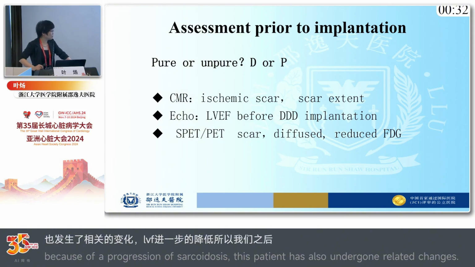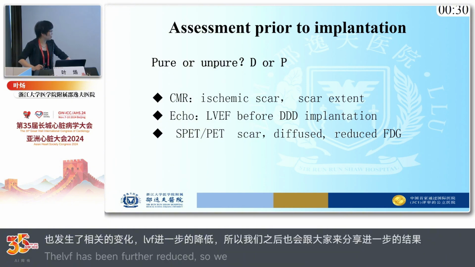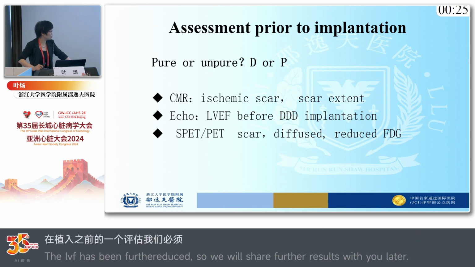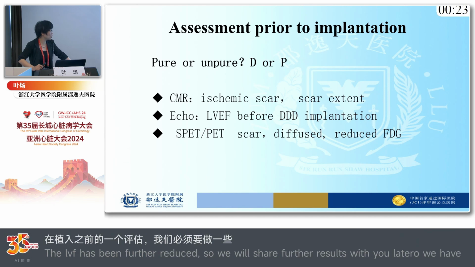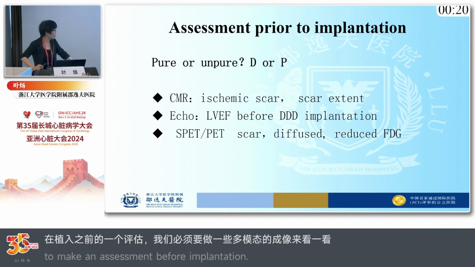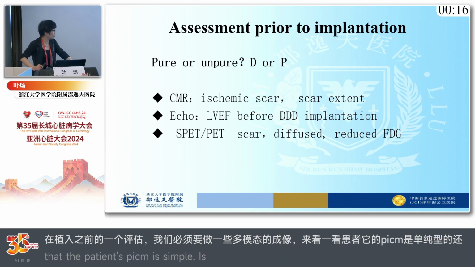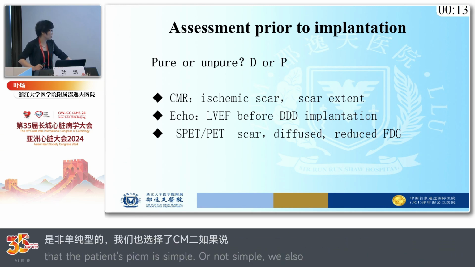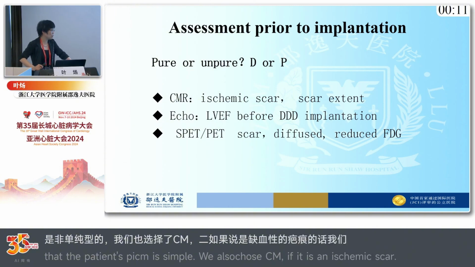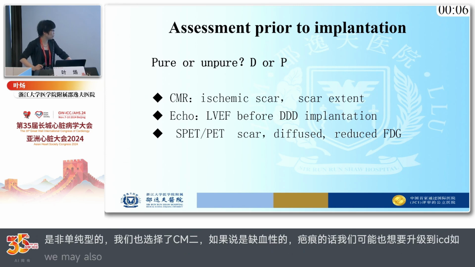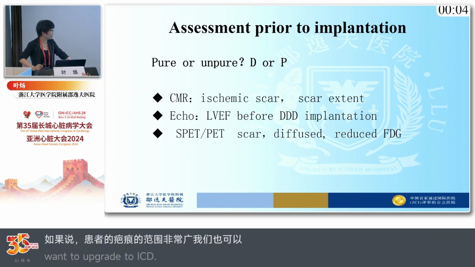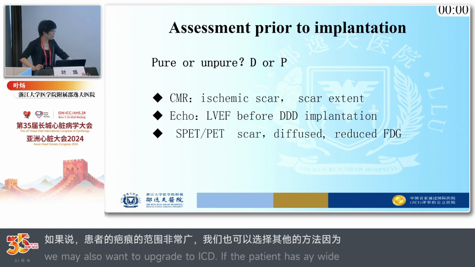So for assessment before the implantation, we have to do multi-imaging scans to see if the patient has pure PICM. We use the CMR. If the patient has an ischemic scar, we'd like to upgrade to ICD devices. And also, if the patient has a very high scar extent, we'd like to choose that. But also, we have to choose an echo, because the patient's LVEF is less than 34, so a D or P is okay for this patient.